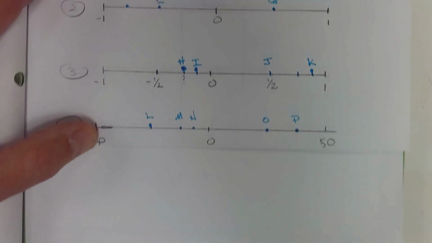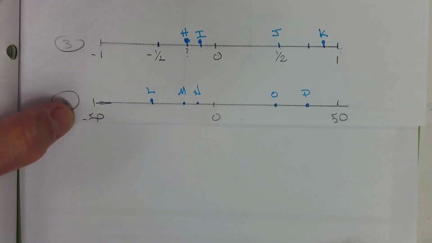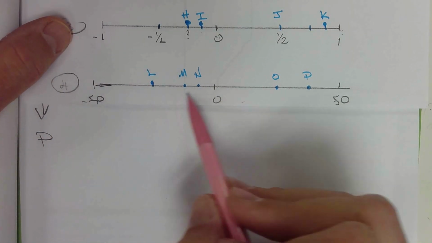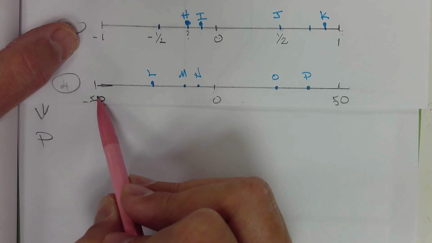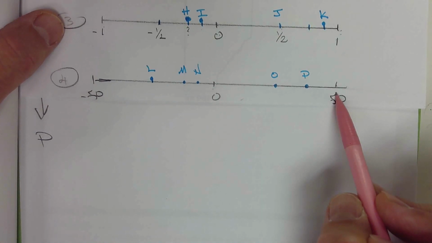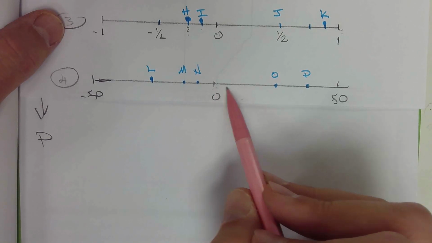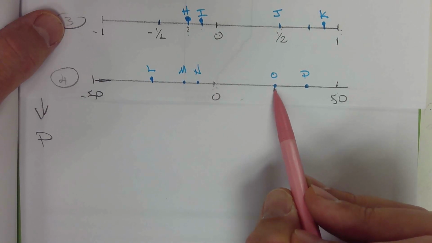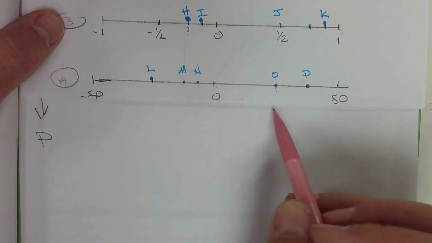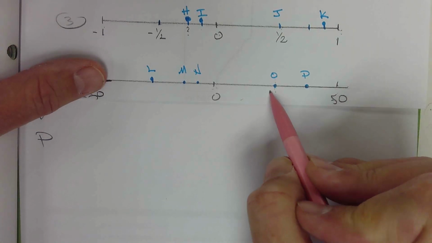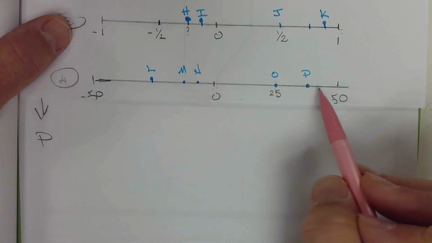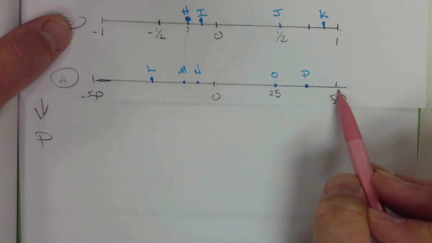All right? And then for number 4, the 4th number line, here's 0. Here's -50. And here's 50. What do you think would be halfway, 0 or O rather, is halfway between 50 and 0? What would that be? 25. What's halfway between 25 and 50?